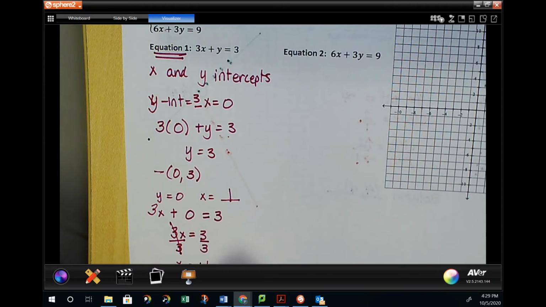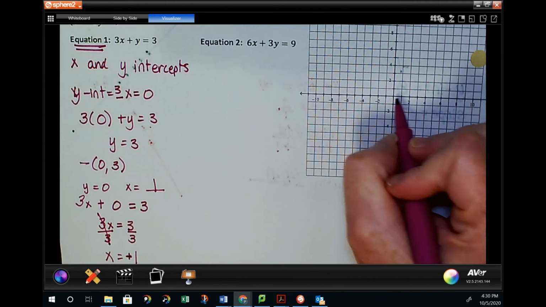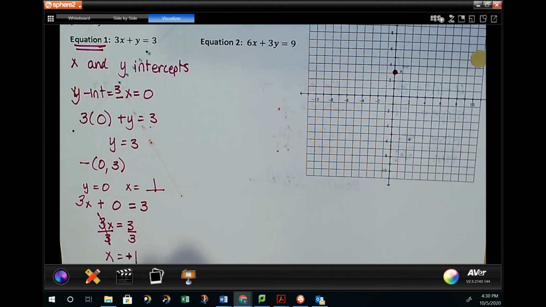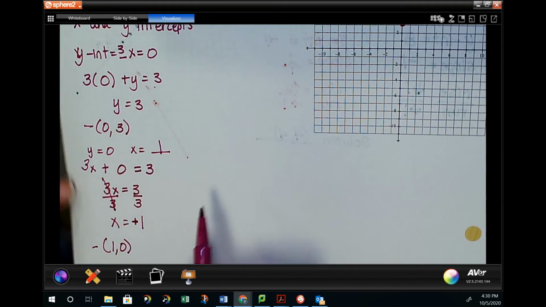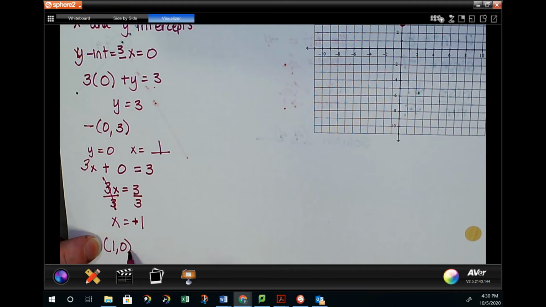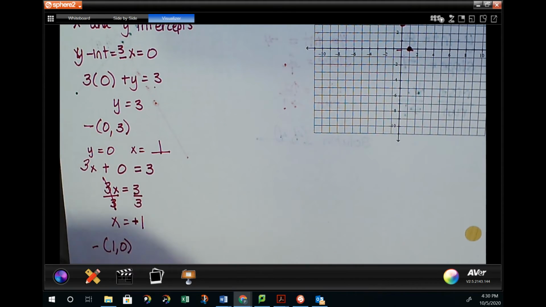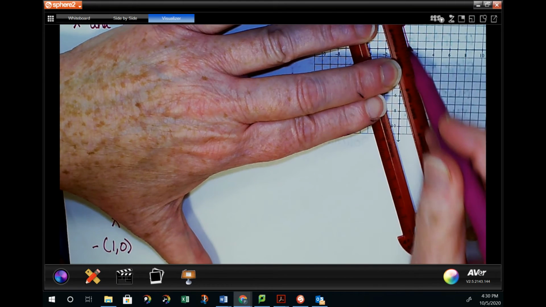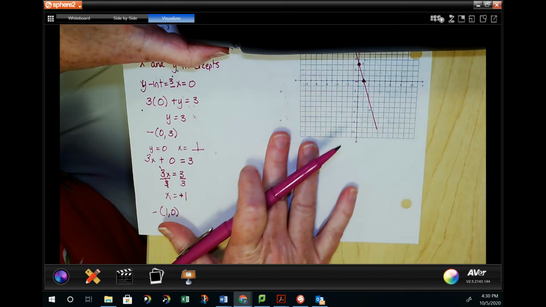So I'm going to graph these points. 0, 3: I start at 0, and I go up 1, 2, 3. And then 1, 0: go over 1, up none. And then I just use my straight edge, and I graph that line. So that's this one.